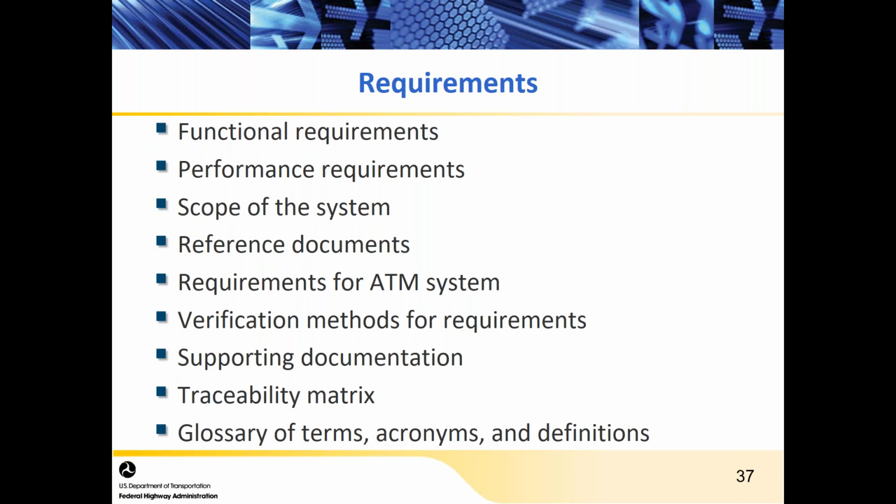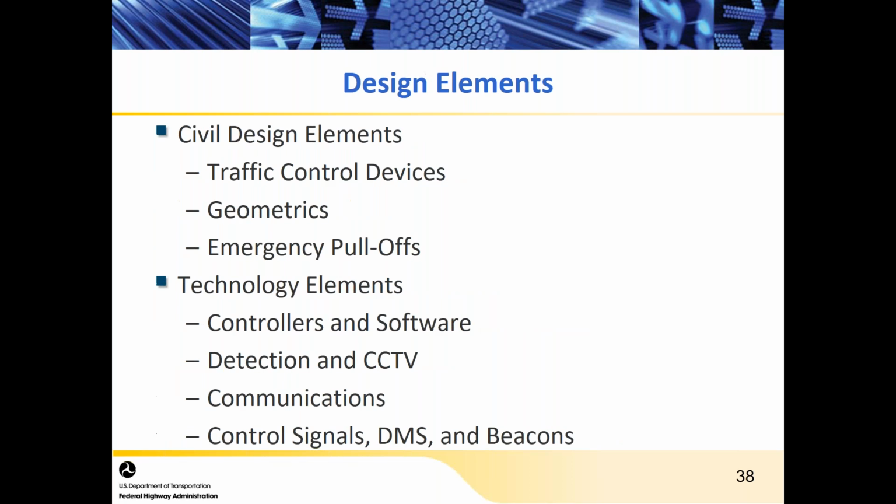And the more strategies you incorporate into your ConOps document, the more complex the requirements become, especially as they start to integrate with one another. If you're going to deploy variable speed limits along with dynamic shoulder use, and you have lane control signals, lots of things start to get very complex.